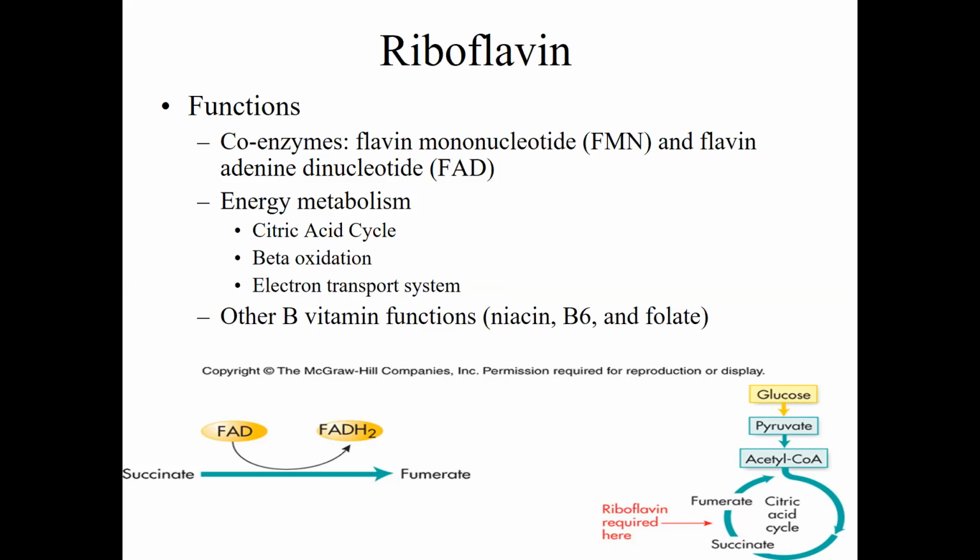Riboflavin also helps out other B vitamins like niacin, B6, and folate. It's involved in the metabolism of those vitamins.